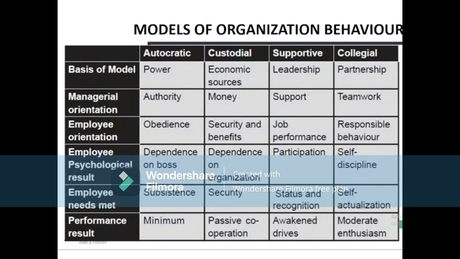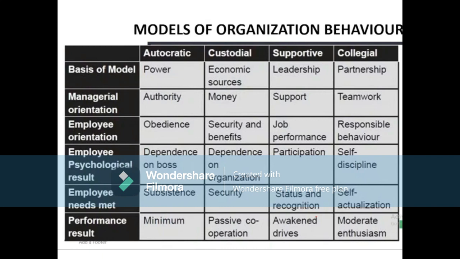So this is a chart to know at a glance the differences between the different models. If we take the basis of the model, in autocratic the basis of the model is power. They exercise power on employees. They fire and hire whenever they want. Coming to custodial, it is based on economic sources, in the sense of a reward system. If they work, they will be paid.